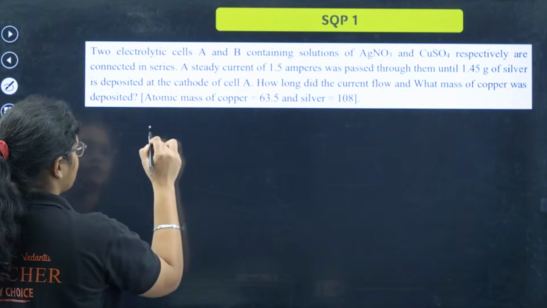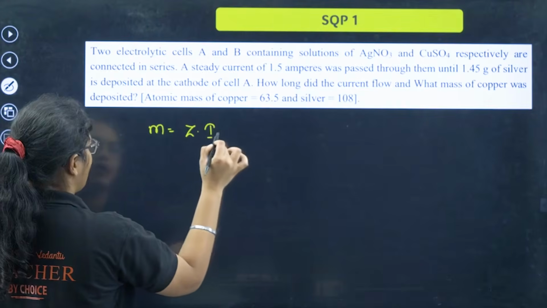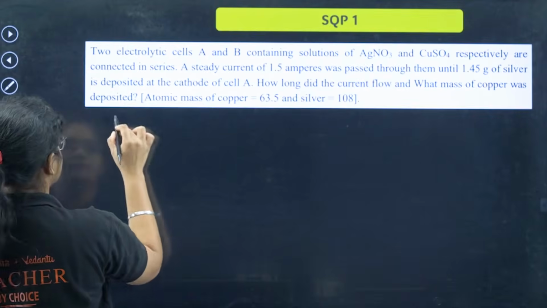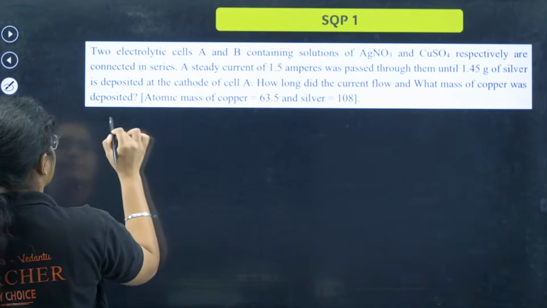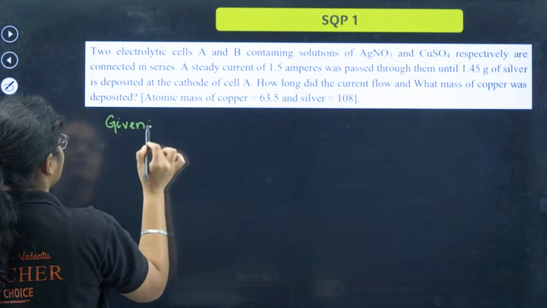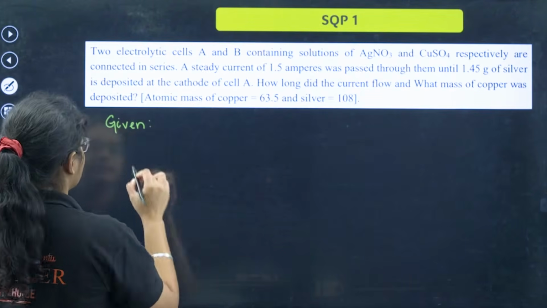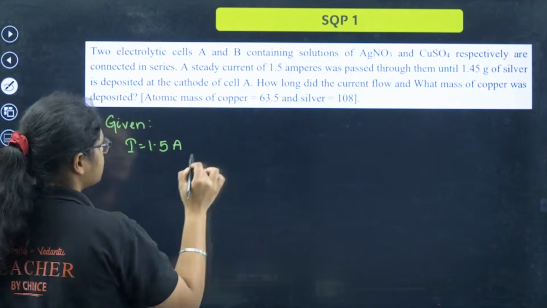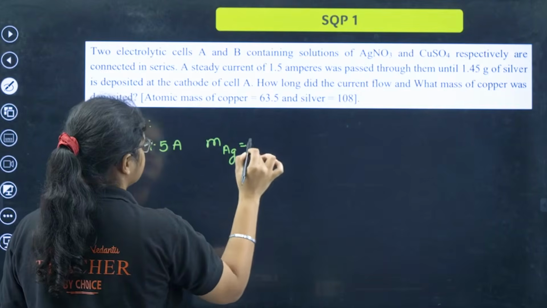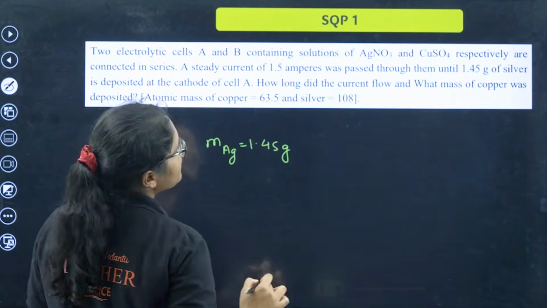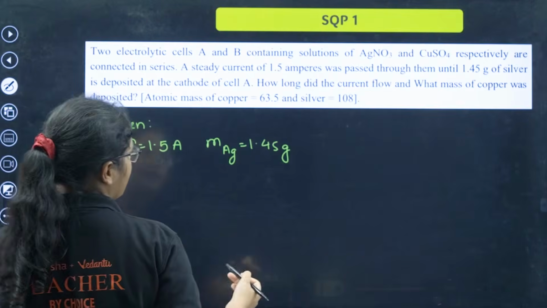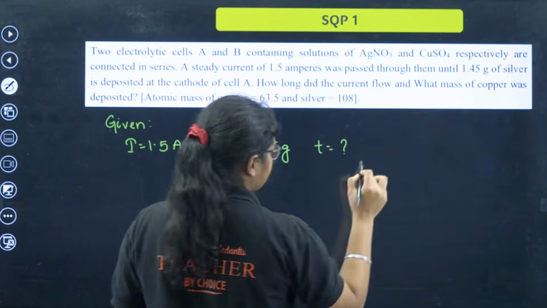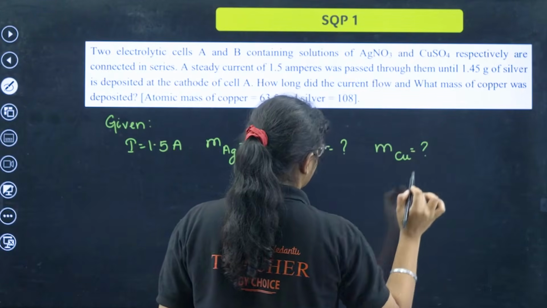Okay, for how long did the current flow? We have this formula, m is equal to Z into I into t, right? First let me write down the given values. First of all we have current, 1.5 amperes. Next, the mass of silver deposited is 1.45 grams. Time we have to calculate here. Then the mass of copper deposited, we also have to calculate.